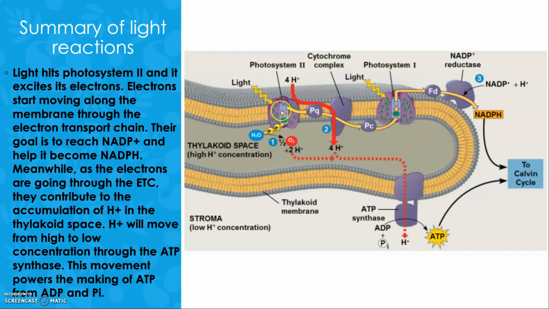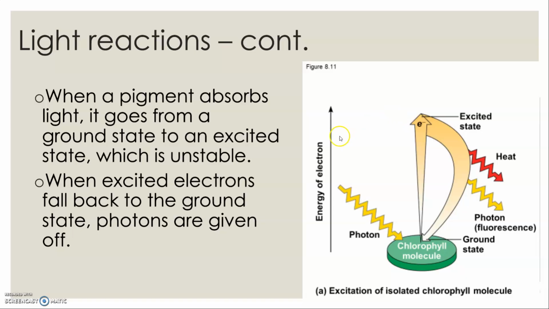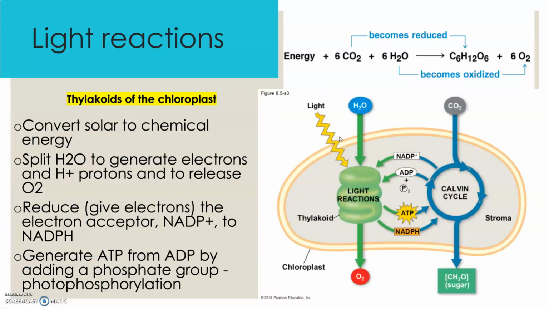The goal of these traveling electrons is to reach NADP plus and help it become NADPH. Remember, in the light reactions, the goal is to upgrade these two molecules to these two molecules. So we're now looking at how NADP plus becomes NADPH.